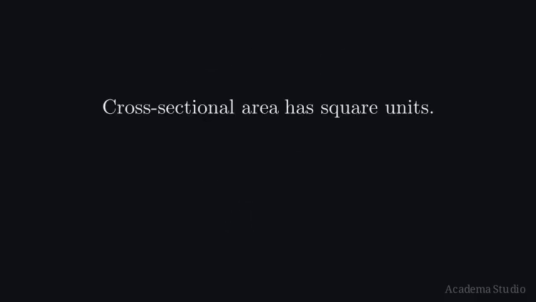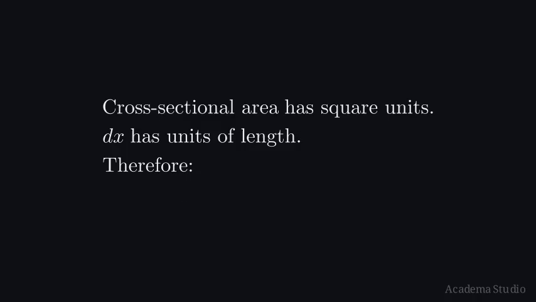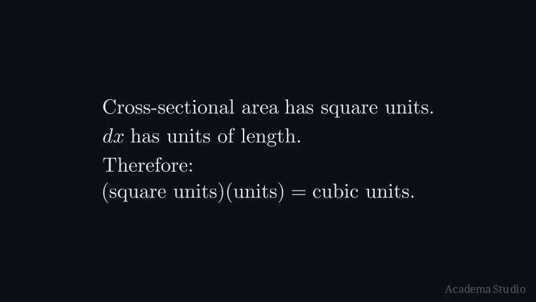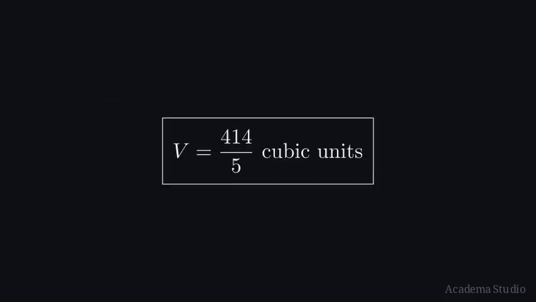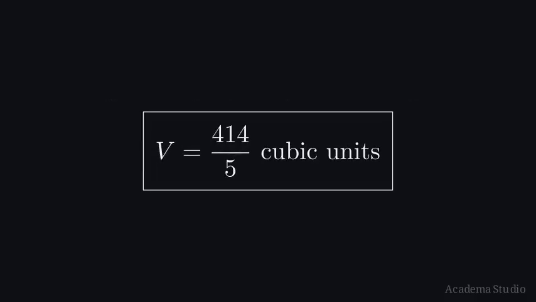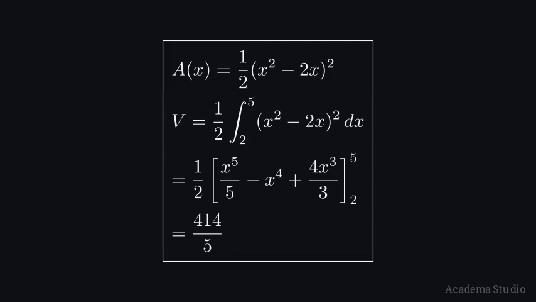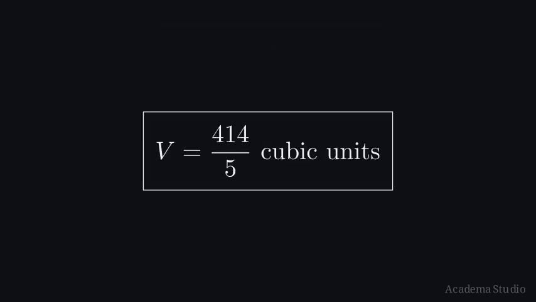Cross-sectional area has square units. dx has units of length. Therefore, square units times length equals cubic units. Integrating cross-sectional area over a length produces cubic units. The exact volume is 414 divided by 5 cubic units, which is 82.8 cubic units. Therefore, the volume of the solid is 414 divided by 5 cubic units. The final answer, V equals 414 over 5 cubic units.